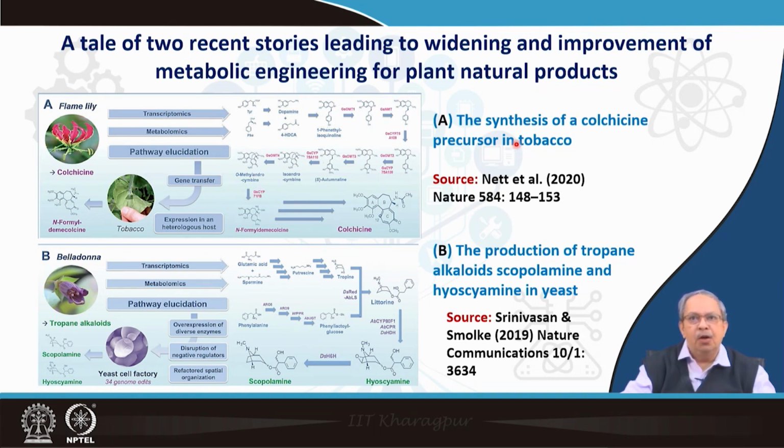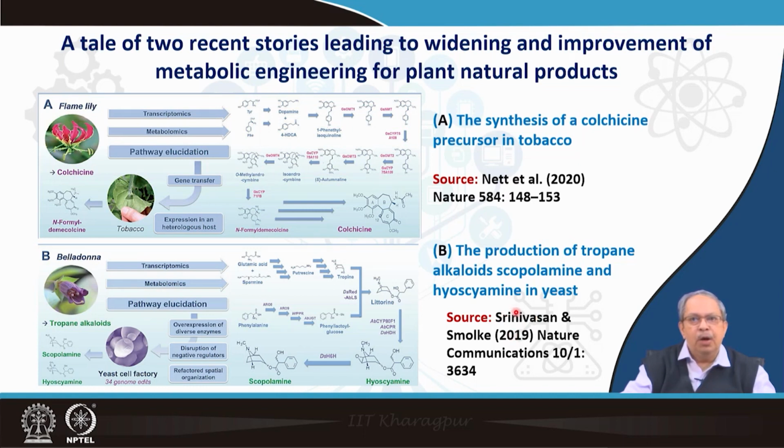So, synthesis of a colchicine precursor in tobacco. That is a great achievement. And another one is that the tropane alkaloids, scopolamine and hyoscyamine, which are commercially produced and have a lot of pharmaceutical applications, can now be successfully produced in yeast, so that you need not depend on the plants.